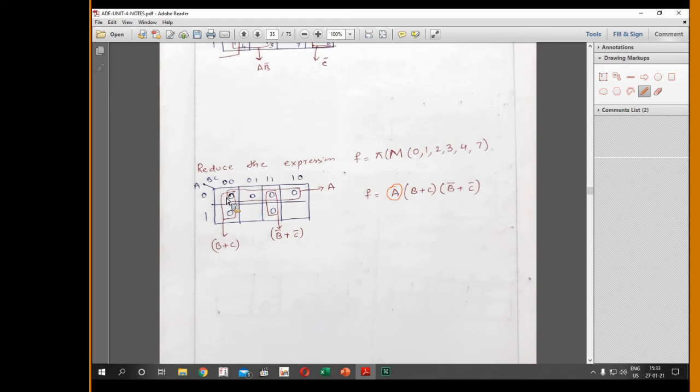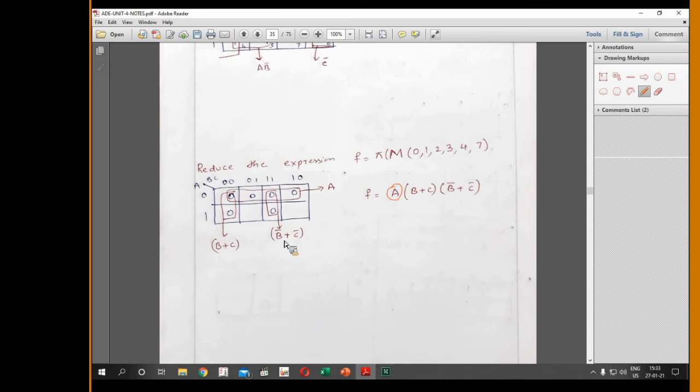After forming this pair, I got the common variables. Row wise, A is different, but column wise, for these two max terms, B and C are common, and B is represented without complement. So this is the minimal expression for the pair formation of M0 and M4, which is B OR C.